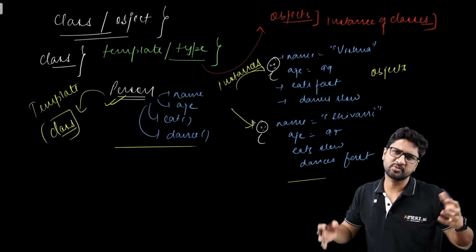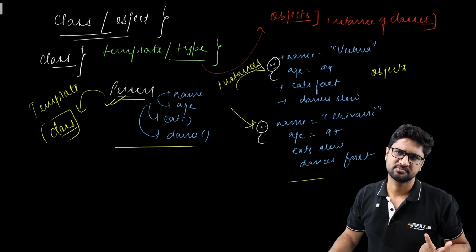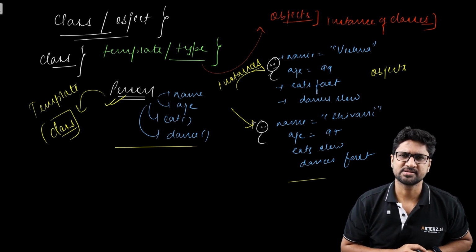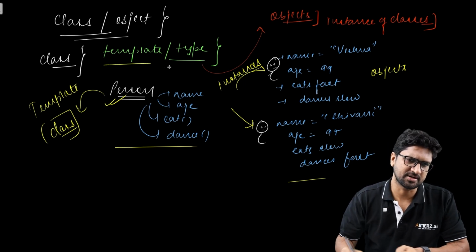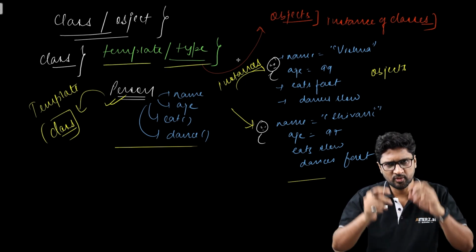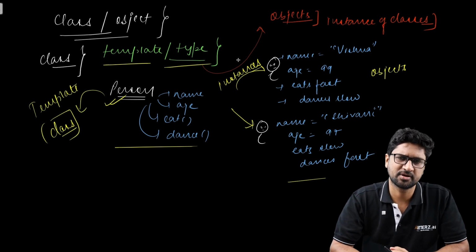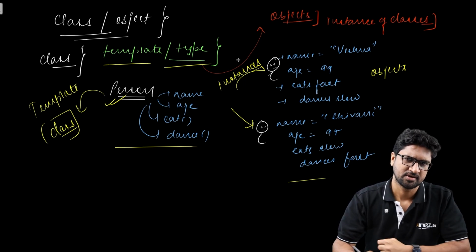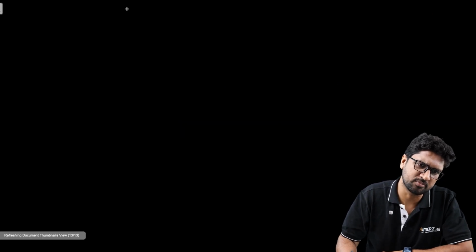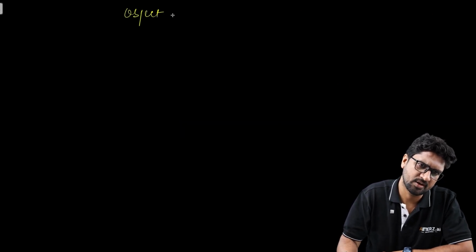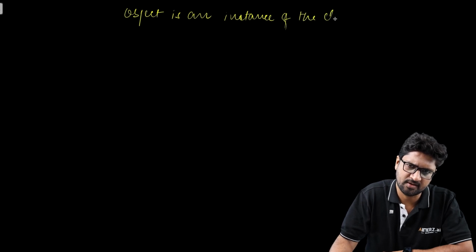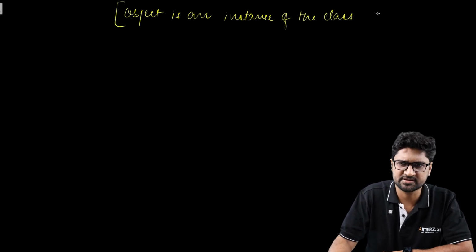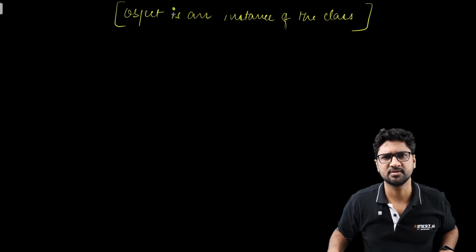So from one class you can create as many instances as possible, because an instance is created multiple times by setting up the values. That's why I say that classes are nothing but templates or types. When you put concrete values into it, that is called an instance or an object. So the relationship between the class and object is that an object is an instance of the class. What is an object? An object is an instance of the class.